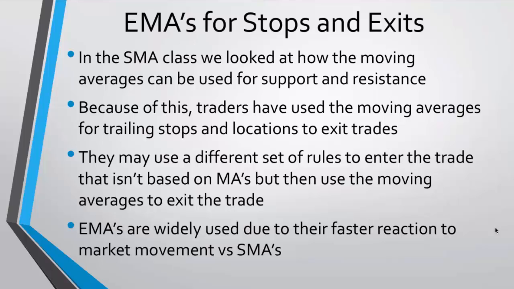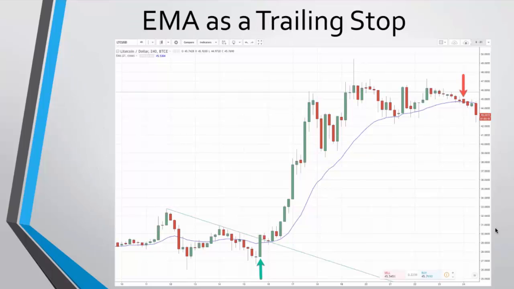EMAs are widely used due to their faster reaction to market movements versus simple moving averages. Exponential moving average as a trailing stop. How would that work?